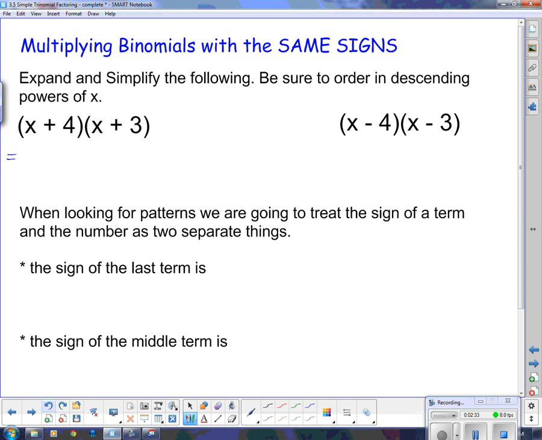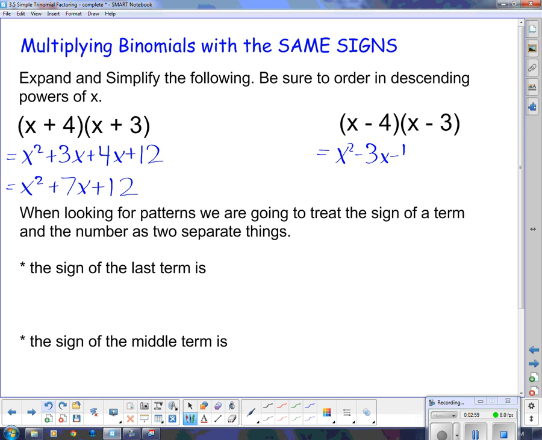So I'm going to multiply these out, and if I were you, I'd pause the video and see if you can do it first. x squared plus 3x plus 4x plus 12, and I can collect up the two middle terms, and I get x squared plus 7x plus 12. For the other one, I'm going to do the same thing. It's not going to vary a whole lot. x squared minus 3x minus 4x plus 12, and if I collect those up, I get x squared minus 7x plus 12.